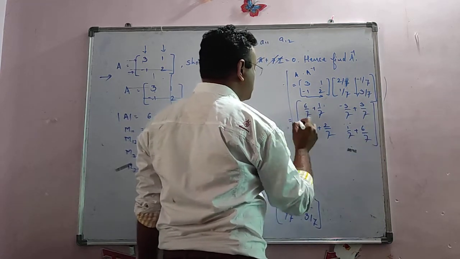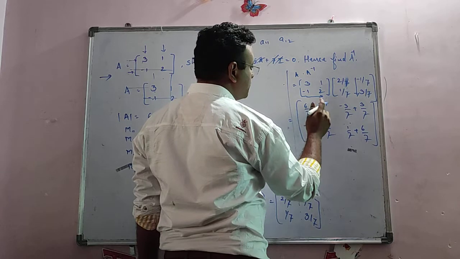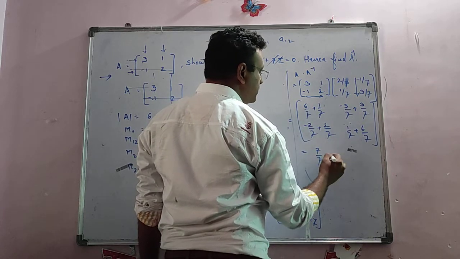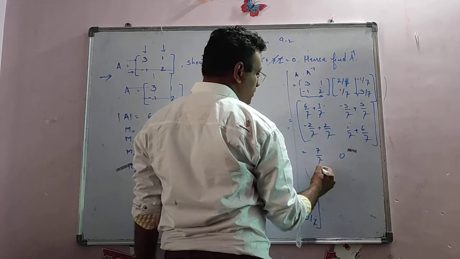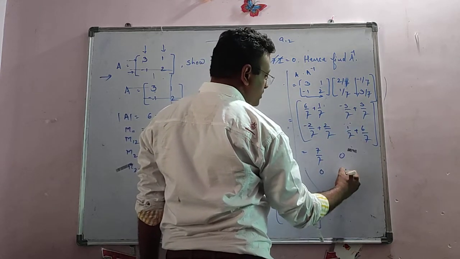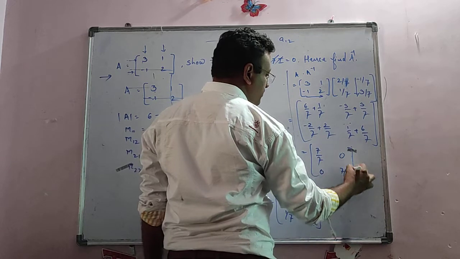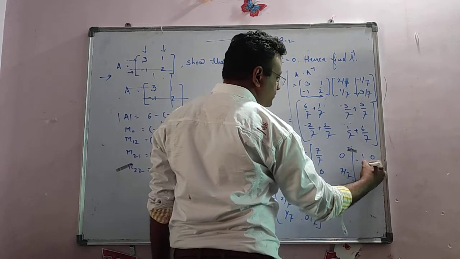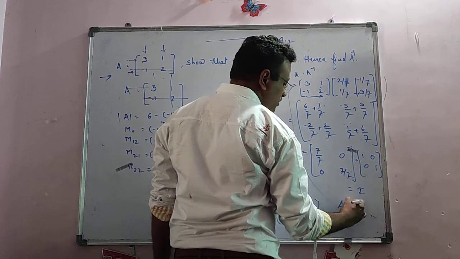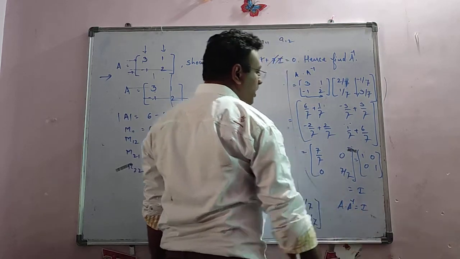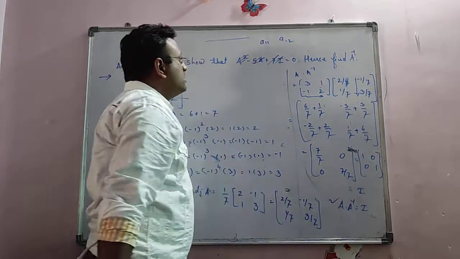This is the matrix. See here, 6 plus 1, 7 by 7. This is 0, plus minus 0, and this is 7 by 7, and 7 by 7 is nothing but 1. This is nothing but the identity matrix. That means A into A inverse is equal to I. This means our answer is correct.